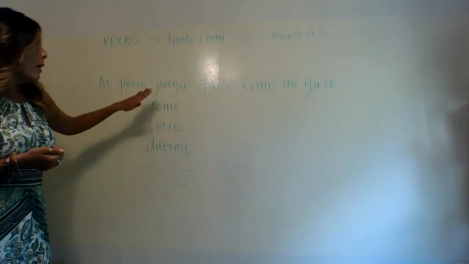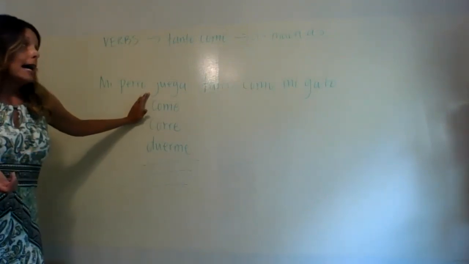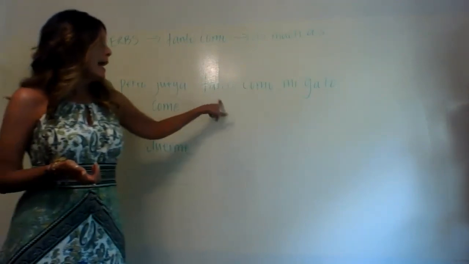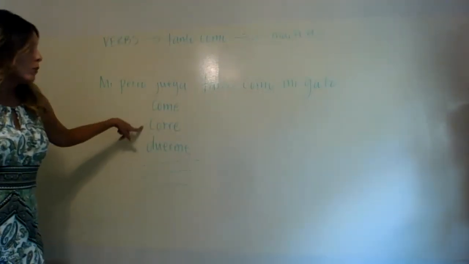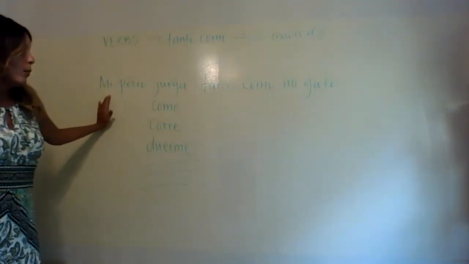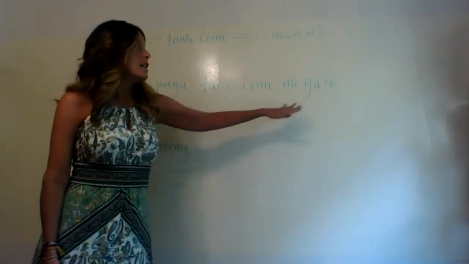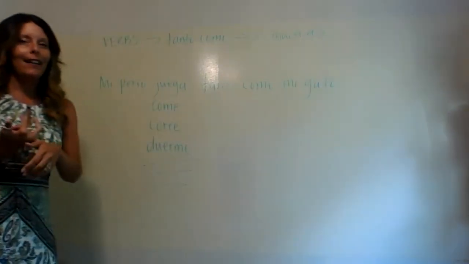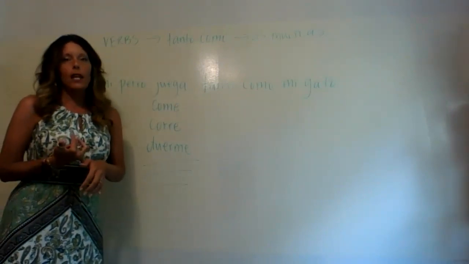So once again, with juega, my dog plays as much as my cat. With come, my dog eats as much as my cat. With corre, my dog runs as much as my cat. And with the verb duerme, my dog sleeps as much as my cat. I'll say them all in Spanish one more time, just so you all can hear it, and then that will be the end of comparisons of equality.